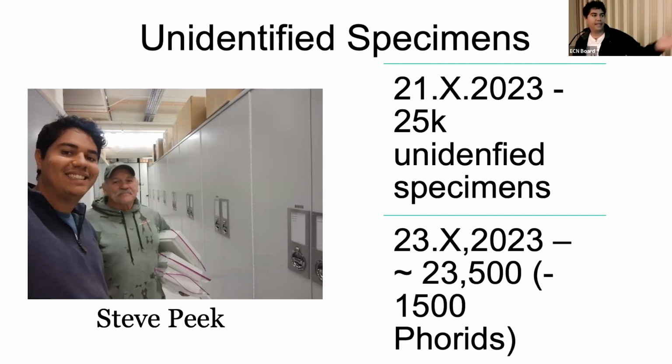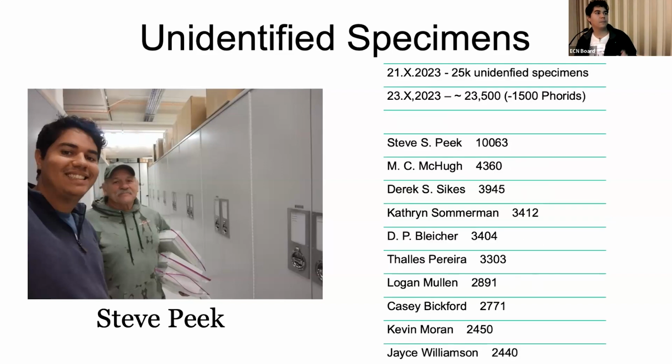Steve Pick is a volunteer who has been identifying Diptera in the collection for 12 years. Every week he shows up in the lab, gets around 150 to 200 flies, goes home, identifies everything, and the next week he comes back with the flies and gets more. He has been doing that for us for 12 years. When you see the top 10 people who identify specimens, you can see he identified more than 10,000 specimens for us.